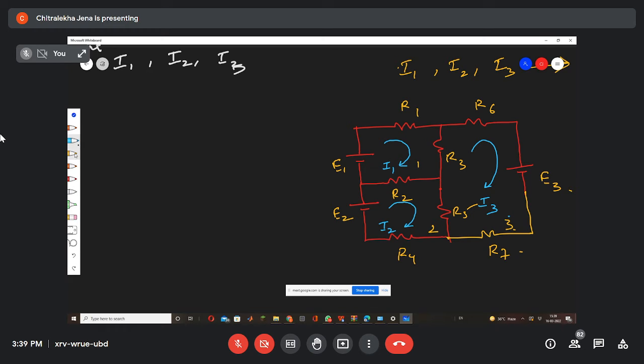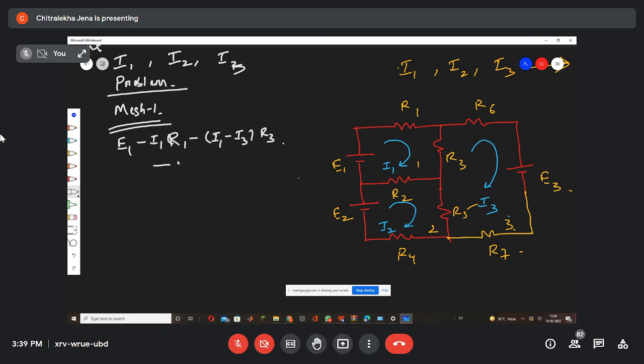So now tell me what will be the mesh equations. Mesh 1: E1 minus I1R1, very good, minus I3R3, very good. Then I1 minus I2 into R2. Who told I1 minus I2? I1 minus I2 multiplied by R2, yes ma'am, then that will be I1 minus I2.